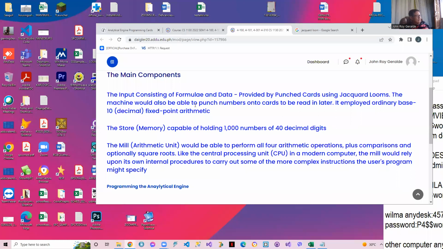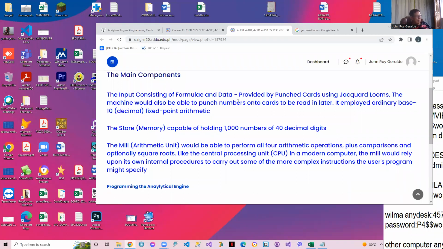So the machine is also able to write values into the store. The mill is able to store by punching holes onto cards, which are going to be read later. The number system that is used is decimal fixed point. We will also describe what fixed point is later. Decimal fixed point representation. Okay.